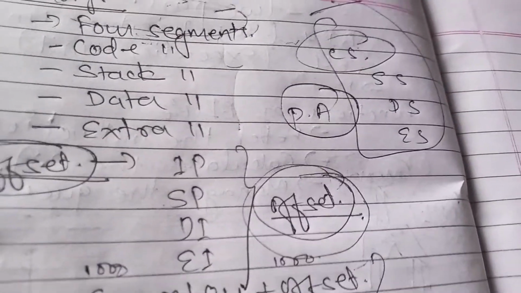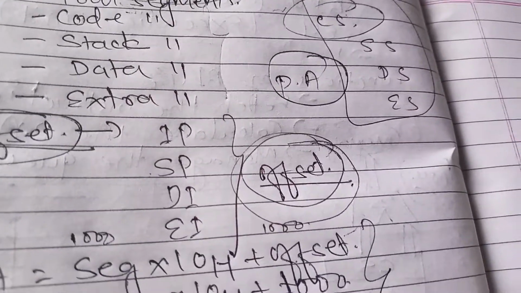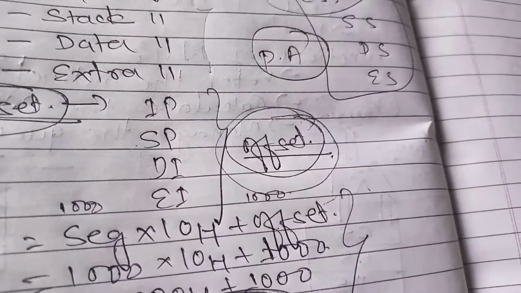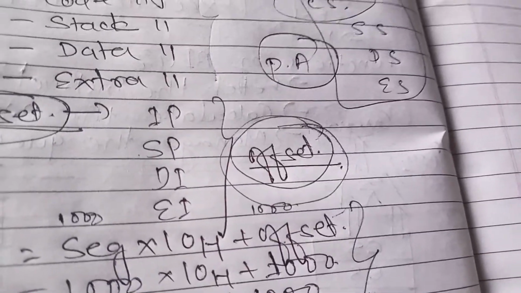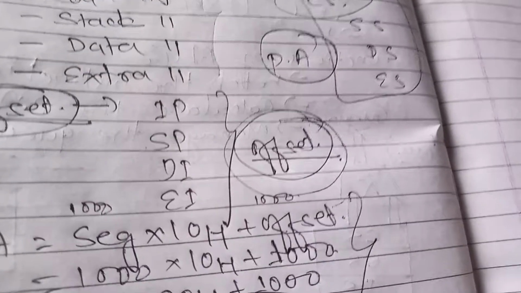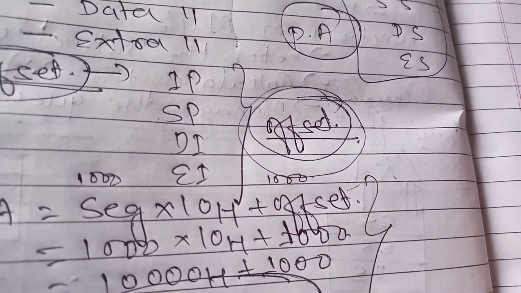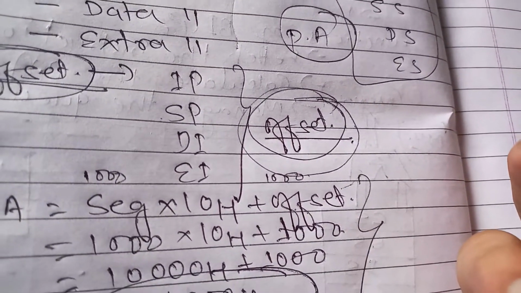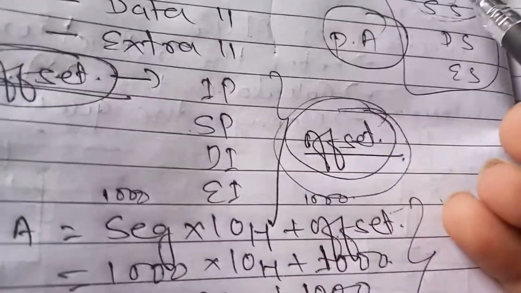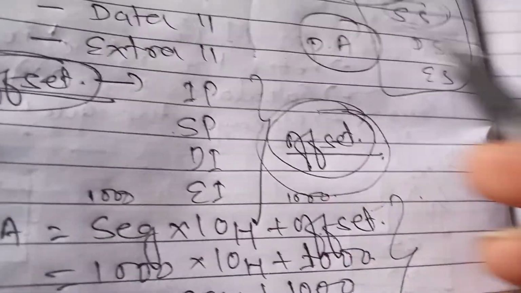This CS tells where the code segment in memory begins. Understood? Where the code segment starts in memory, that is what CS tells. And what is the definition of SS? SS tells the starting segment of the stack.